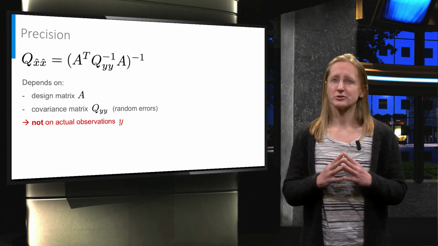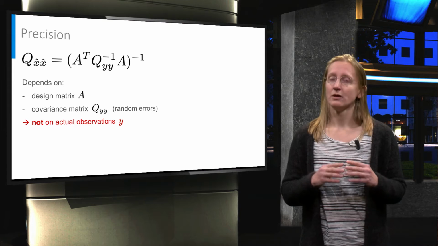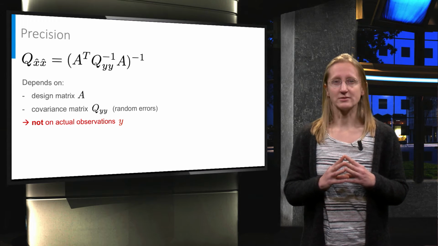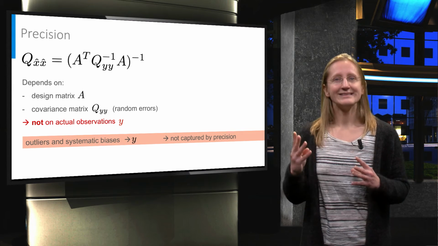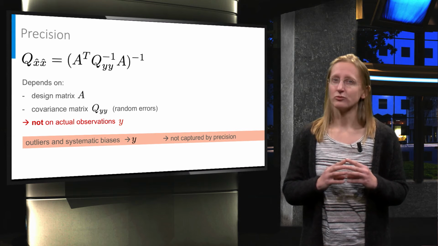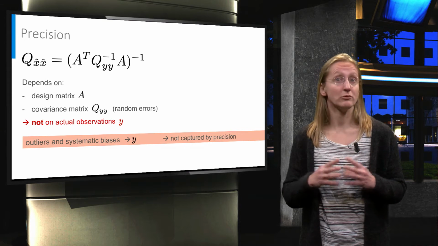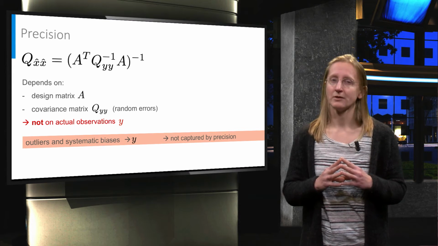But how about the other two types of observation errors that may affect y? The blunders and systematic biases. These kind of errors will obviously not be captured by the precision, but will influence the estimated parameters, as we have seen in the example of the farmer's bridge.